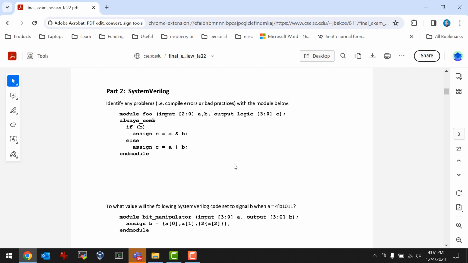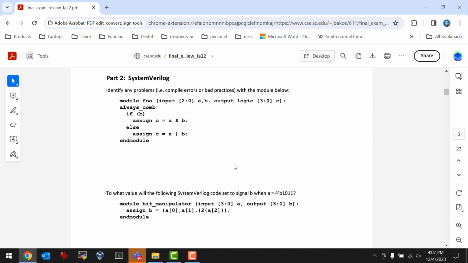SystemVerilog. Identify any problems with the module below. Can't put assigns inside an always, so that's just a syntax error. A and B are 3 bits and C is 4 bits, and so there's a mismatch in bit width between the 2 sides of this assign, right? Is that it? I think that's it. Yeah. I miss anything? I think that's it.